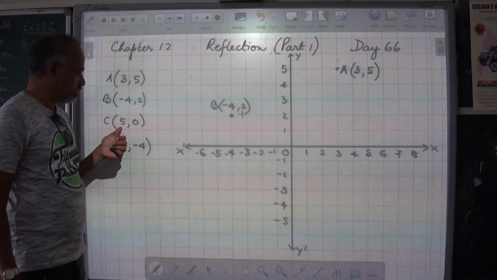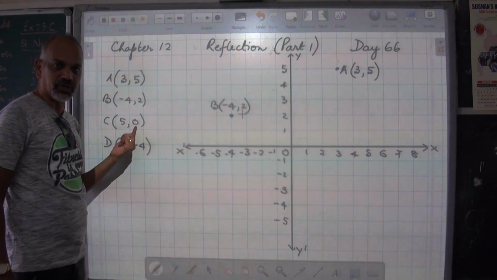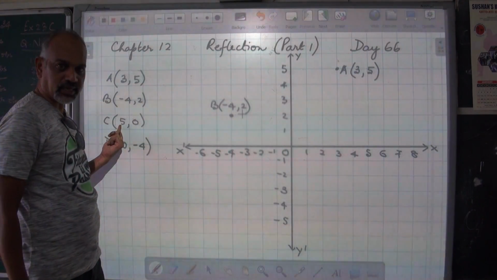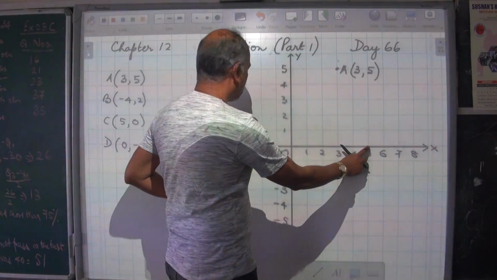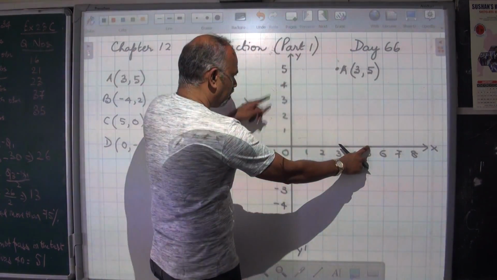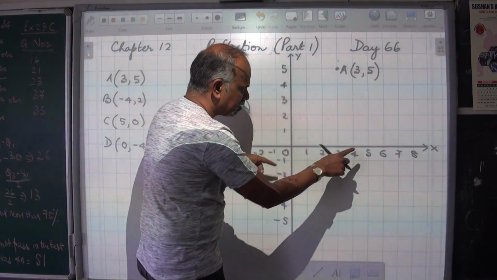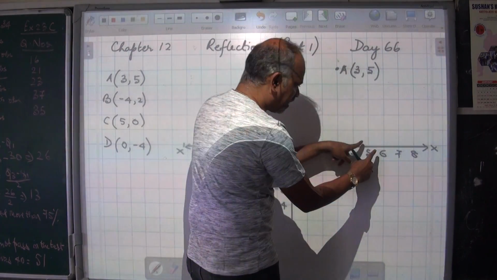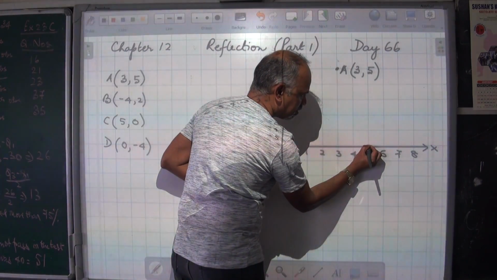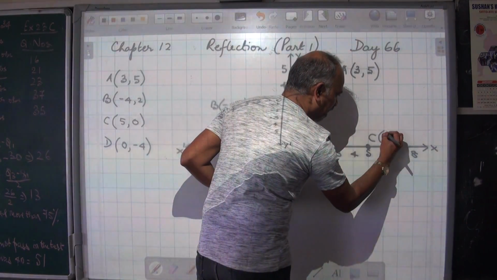Next point C. Coordinates are 5, 0. Which means x value is 5, y value is 0. So on the x-axis, look for 5. X-axis 5 is this one. And y value is 0. Y value 0 is this. On the y-axis, 0 is here. So x value is 5, y value is 0. The meeting point of this will be at 5. That's the point. That's C, whose coordinates are 5, 0.